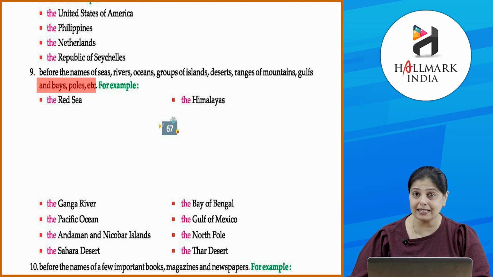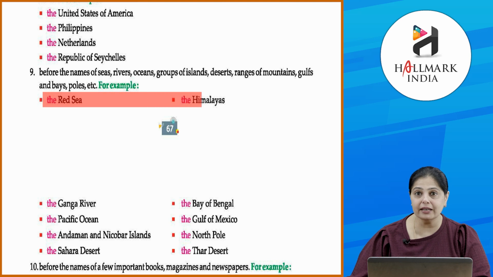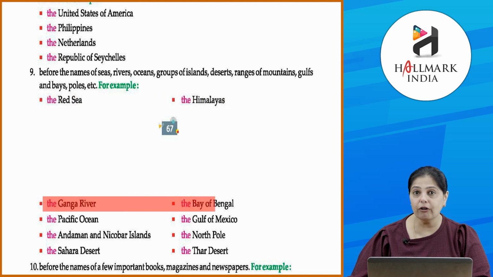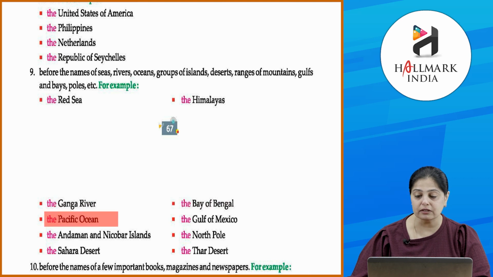Next is before the names of seas, rivers, oceans, groups of islands, deserts, ranges of mountains, gulfs and bays, poles, etc. Okay. For example, the Red Sea, the Himalayas. Clear? The Ganga River, the Bay of Bengal, the Pacific Ocean, the Gulf of Mexico, the Andaman and Nicobar Islands, the North Pole, the Sahara Desert, the Thar Desert.